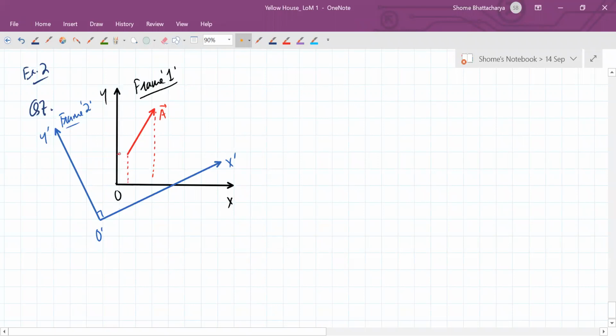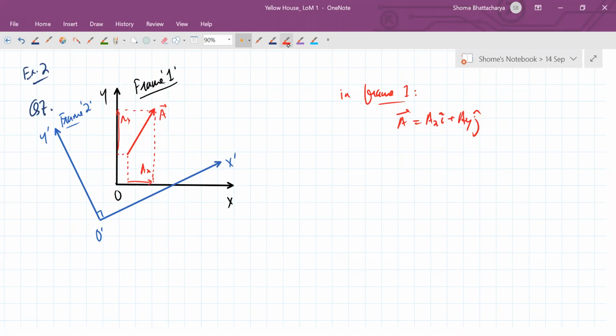Its components will be like this. In the first frame, okay, the components of this vector will be like this: ax, ey. So the vector in frame 1, the vector e will be written as ex i cap plus ey j cap. But what about in frame 2? How will we write the same vector in frame 2?